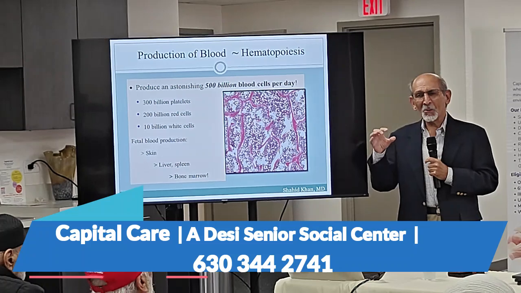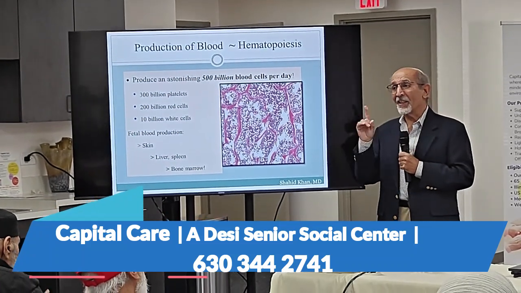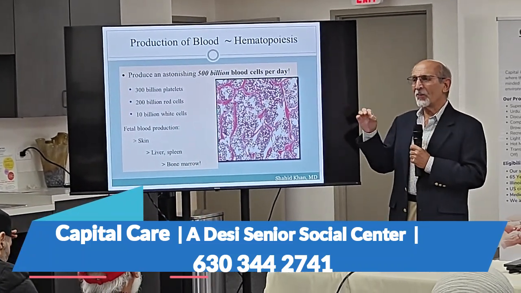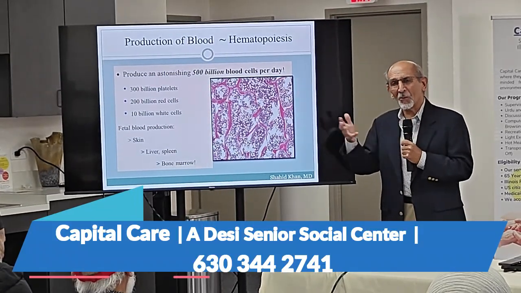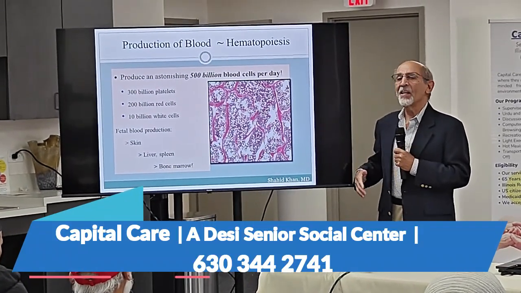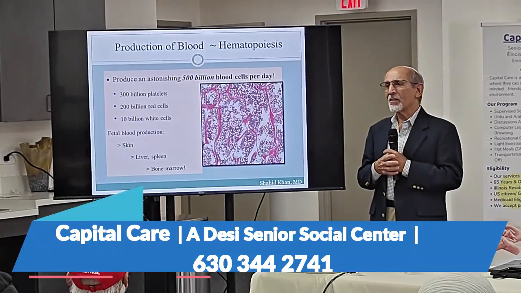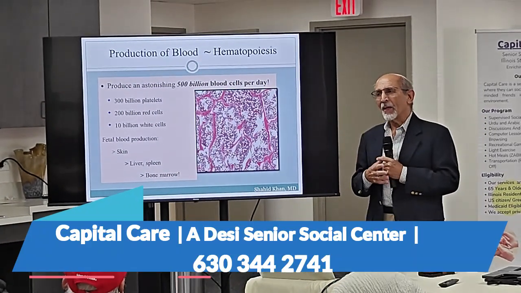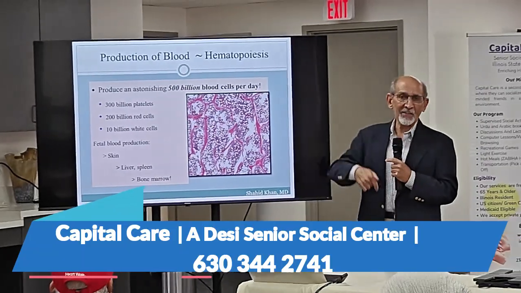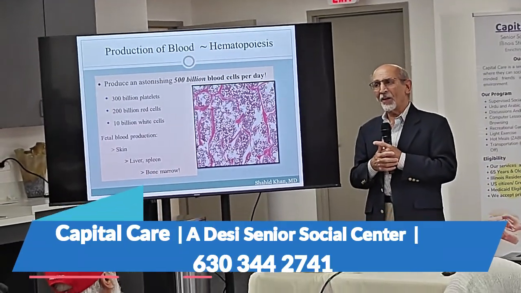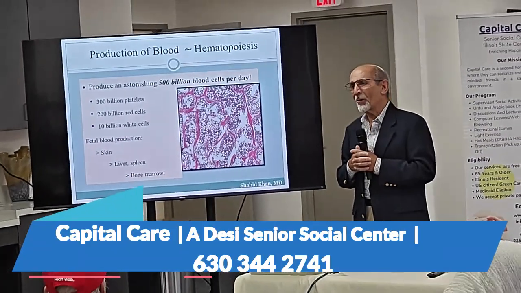The blood is produced in the baby, in the fetus, in the skin. That is the first place that the baby develops the skin. It needs the oxygen, something to carry the oxygen, it needs red cells. So the first place they make it is in the skin. Then the internal organs develop, like the liver and spleen. So the second place is the liver. And finally, the bone marrow.